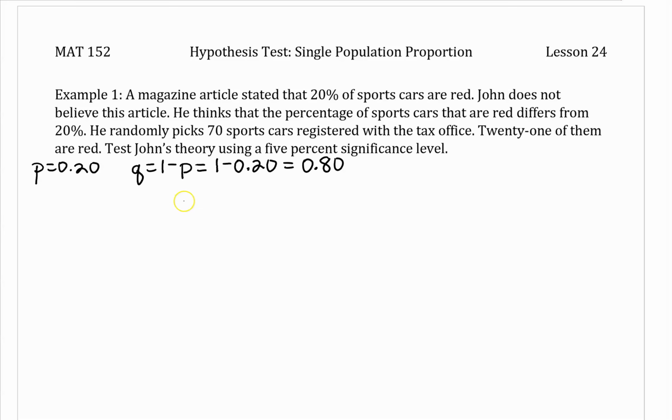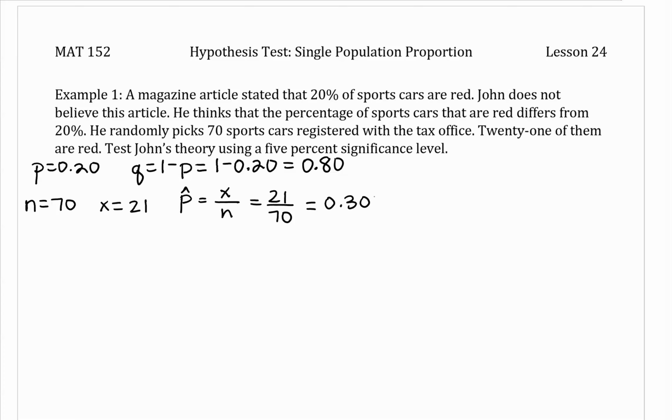We have to find P hat, and P hat is X over N. They tell us that he randomly picks 70 sports cars, and so that's our N, our sample size, and of those 70, 21 of them are red. It's our number of successes, the number of red cars. So our P hat is going to be equal to 21 over 70. So what we're doing right now is we're finding our sample proportion. 21 over 70 as a decimal is 0.30. And so now we also have our sample proportion.